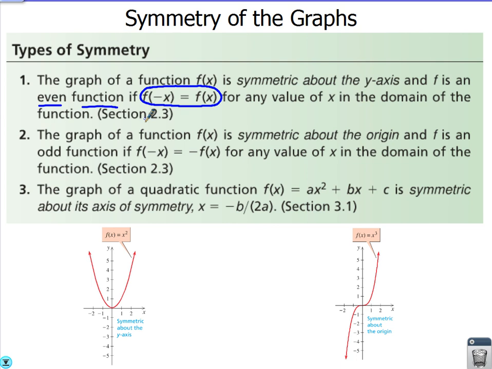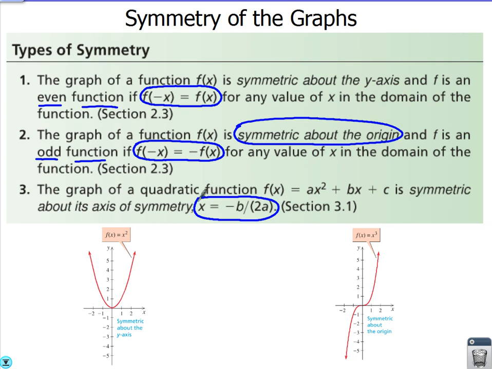An odd function was symmetrical about the origin. It had rotational symmetry about the origin. And the test for an odd function was f of negative x is equal to negative f of x. And then we had one other type of symmetry. All parabolas are symmetric across a line x equals negative b over 2a.